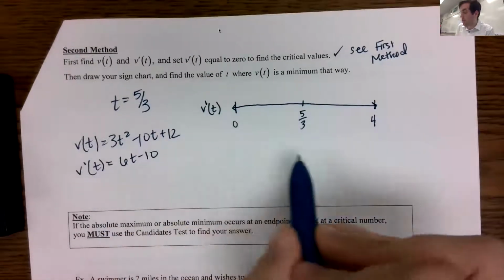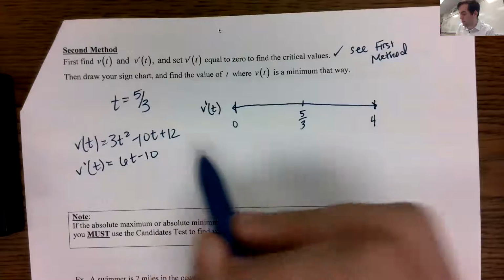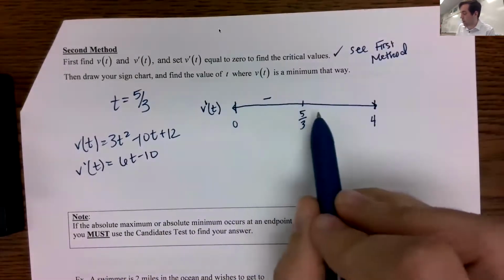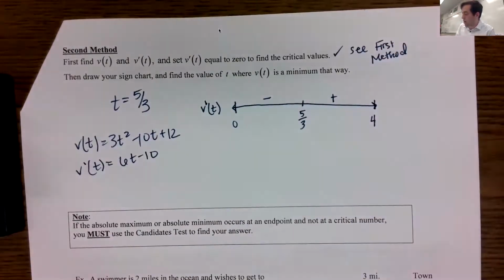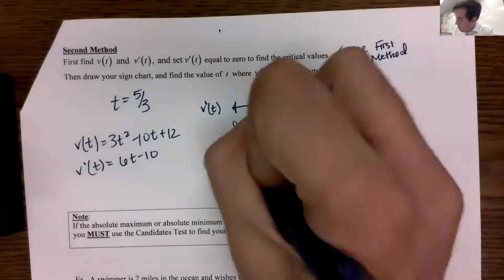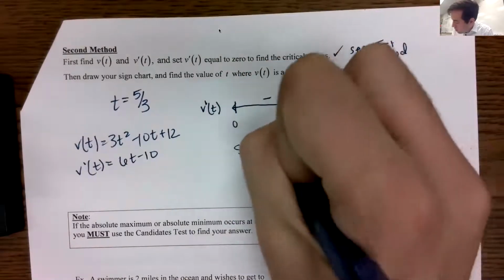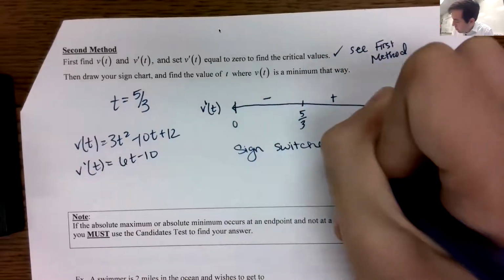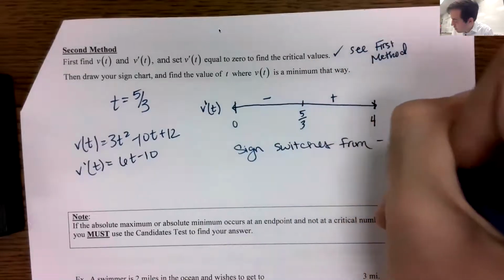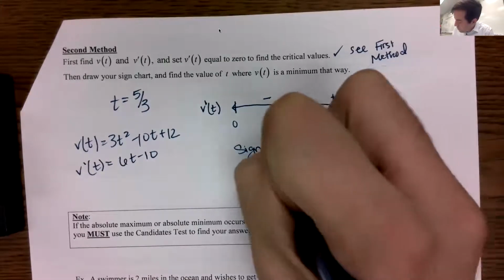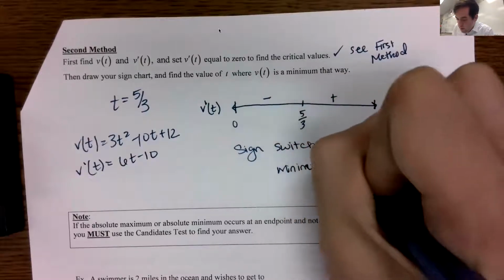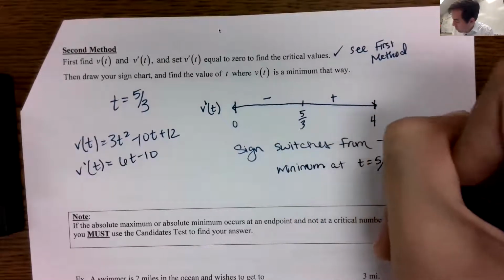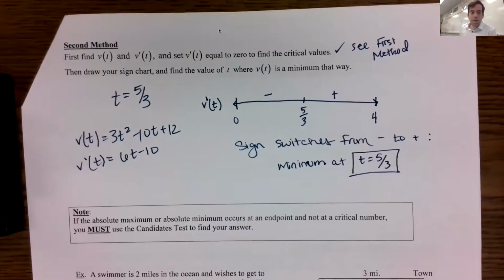So if we think about this, okay, here we go. We plug in 1, we get 6 minus 10, that's negative. We plug in 2, we get 12 minus 10, that's positive. Okay, there we go. And so we made our sign chart, and the sign only switches from negative to positive once, which means we have a minimum at t equals 5/3. All right.